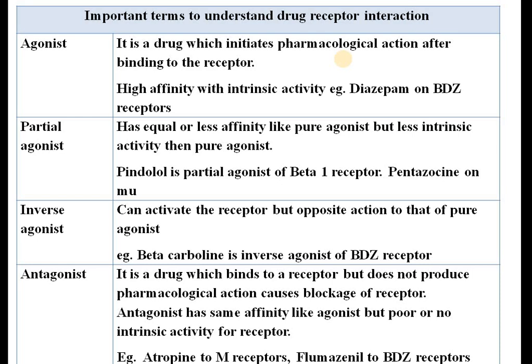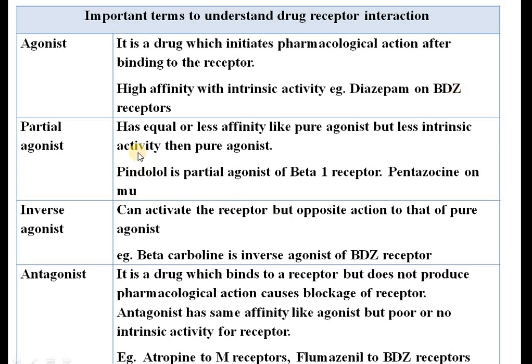Okay, so what is affinity? Affinity means the ability of a drug to combine with the receptor. And what is intrinsic activity? Intrinsic activity means the ability to show pharmacological activity. Intrinsic activity means pharmacological activity. So an agonist will bind to a receptor and will show pharmacological action, and it will have high affinity to the receptors, and it will also have intrinsic activity. For example, diazepam is an agonist on benzodiazepine receptors or GABA receptor.